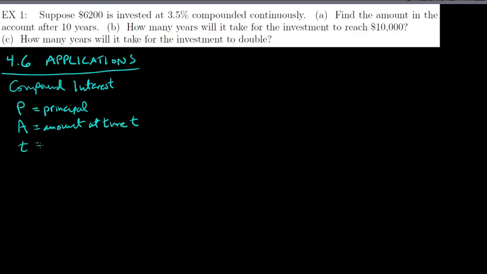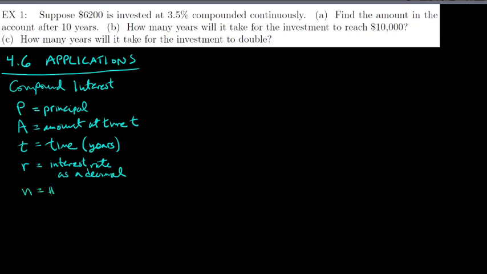T, for these problems, is the number of years, though in other problems it could be any amount of time. But for compound interest problems, it's always going to be in years, because the interest rate, R, is the annual interest rate. It's 5% per year. This is the interest rate as a decimal, not as a percent. You've got to write it as a decimal.